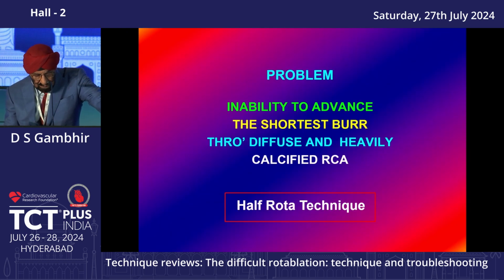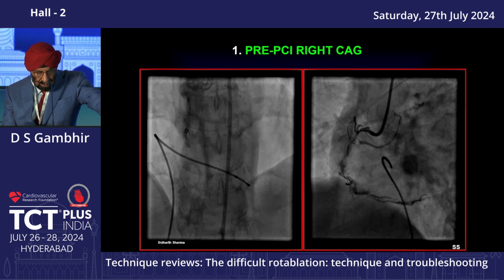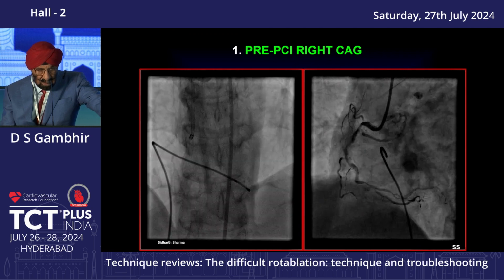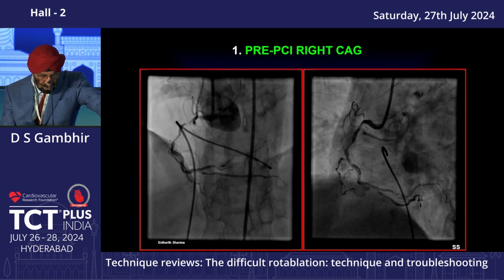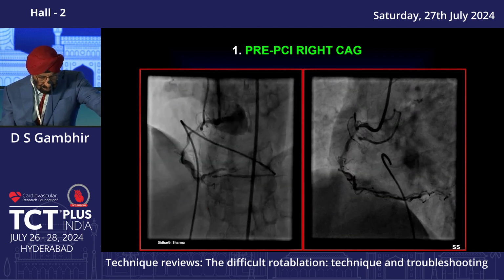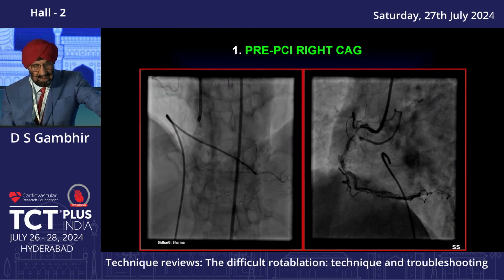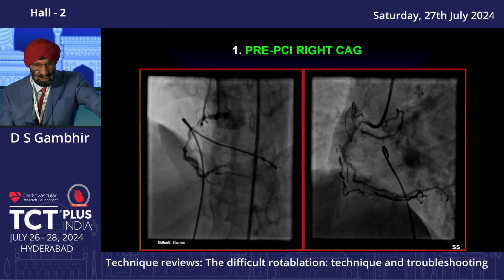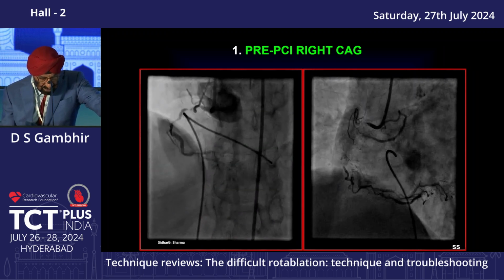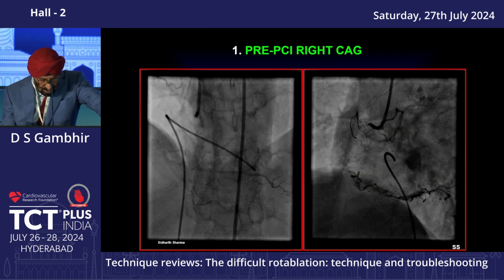Now, this is a patient where, again, we had inability to advance the shortest burr through a diffuse and heavily calcified RCA, where we use a half rota technique. Now, you see this kind of vessel. Many people who even do rota would be very, very scared of doing this kind of a patient. But the patient was very symptomatic and the other disease was only in OM, so he was not willing for a bypass surgery, nor was I very keen to send him for a bypass surgery.